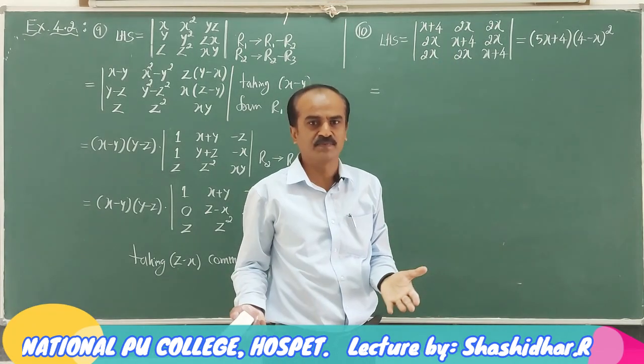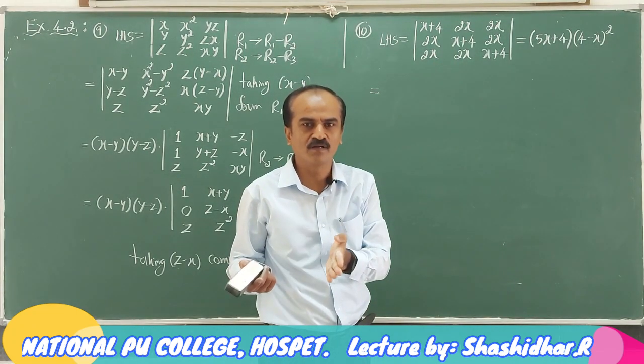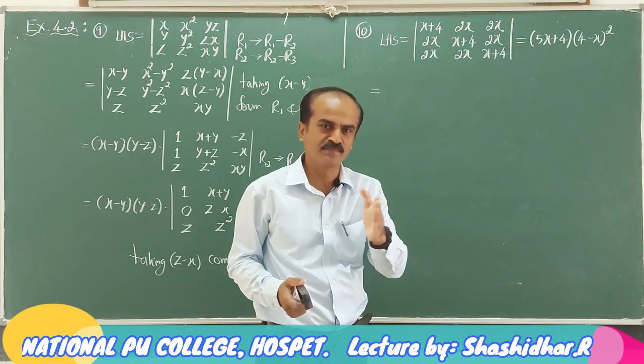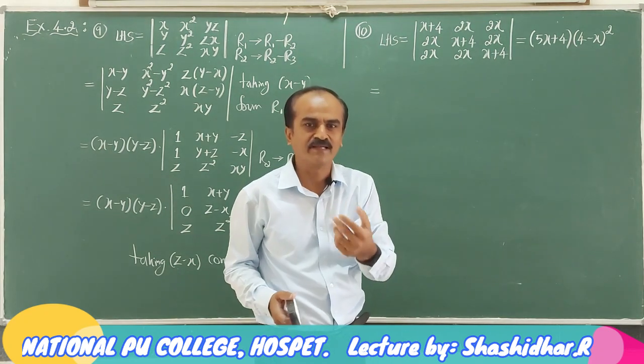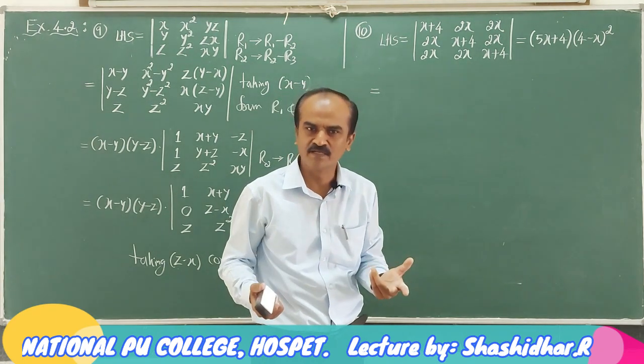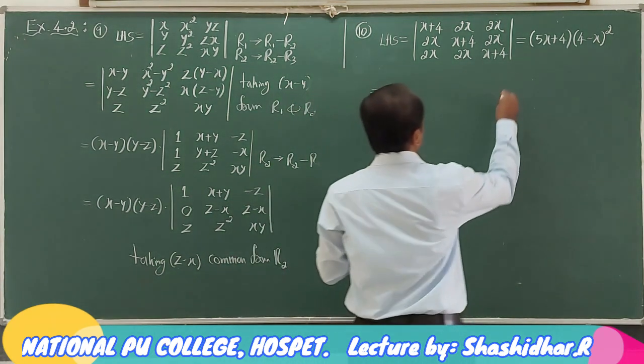So here flexibility is there. Either you can go for column operation or row operation. Either C1 changes to C1 plus C2 plus C3, or you can try with R1 changes to R1 plus R2 plus R3. Both the way you can do it. Now let me write any one of them.